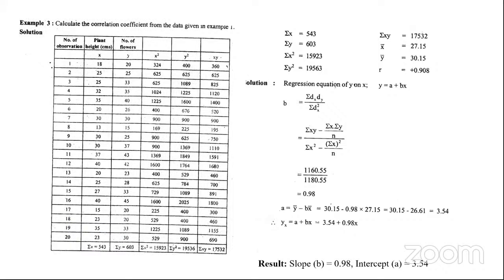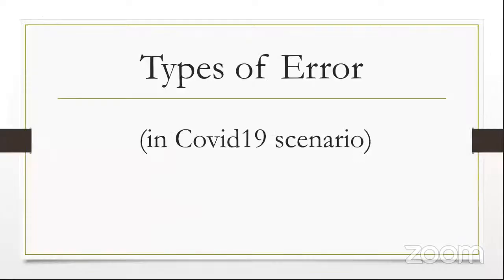So let's use the same example for calculation of the b value and a value. We have x and y, x square, y square and xy, and we have estimated these summation values. Using these summation values, we can calculate the b value. The b value is 0.98, and using the b value, you can calculate the a value. The a value, that means the intercept value, is 3.54. If we know the intercept and the slope value, and we know the y value, that means the OD, you can calculate the protein value in any unknown sample. So this is the manual calculation of regression.